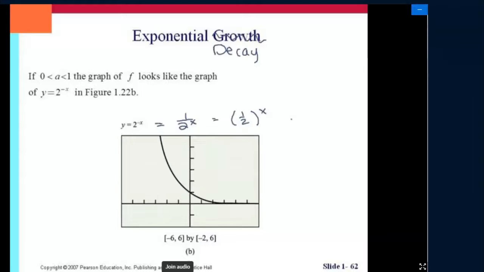An example of decay. Decay functions occur if your A value is between 0 and 1. This is the graph of y equals 2 to the negative x. What that means is that's really like looking at 1/2 to the x. So there you can see that your A value is between 0 and 1.